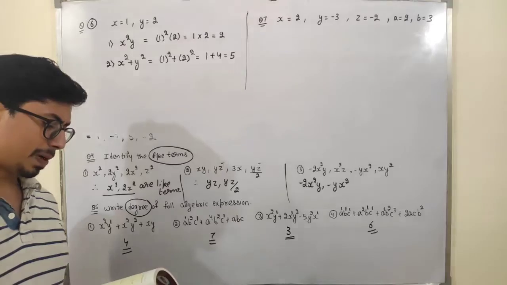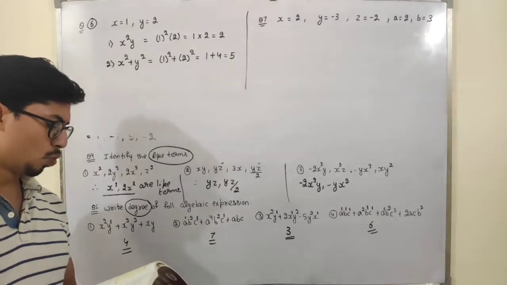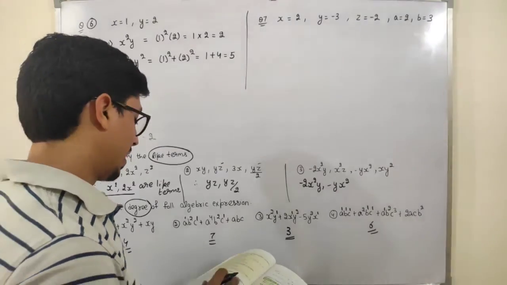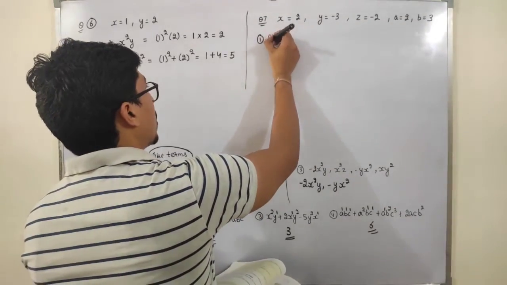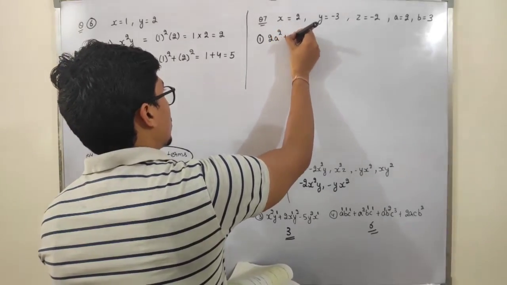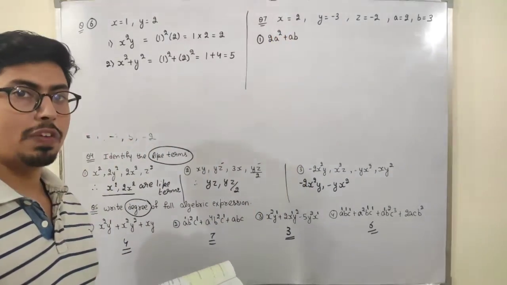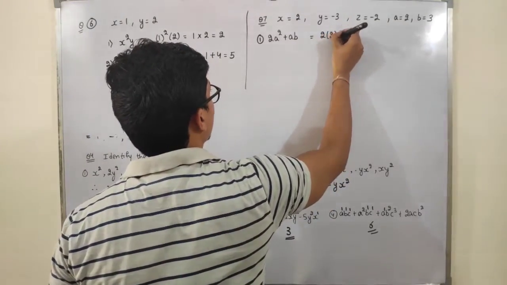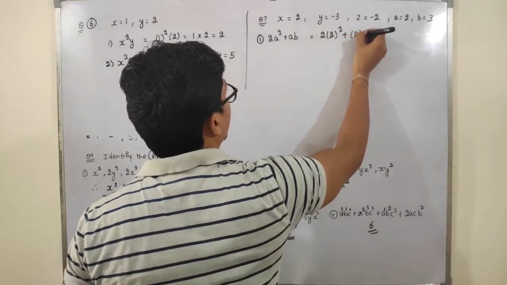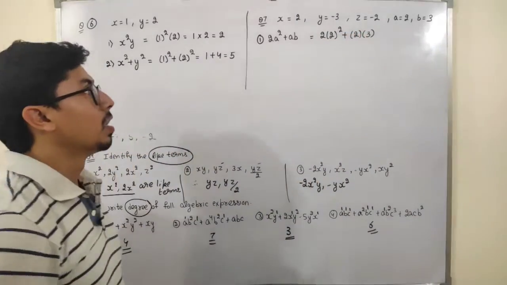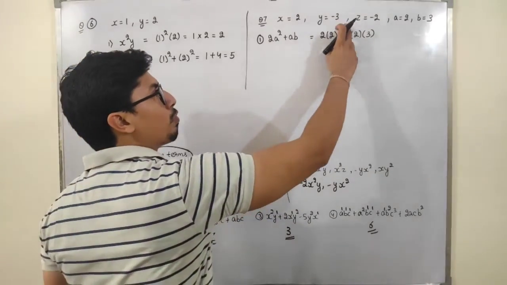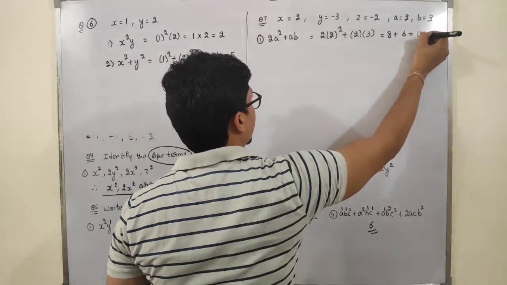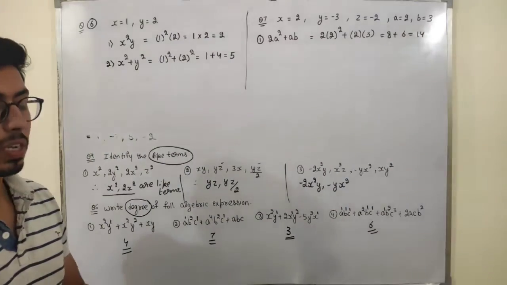First of all, in first part, we have to find out 2a square plus ab. Okay. I have to find out the value of this. So 2a square means 2 square plus a means 2, b means 3. Okay, so what will be the value? 2 raised to the power 2, 4, 4 twos are 8 plus 3 twos are 6, 8 plus 6 is 14. So 14 is our required answer.